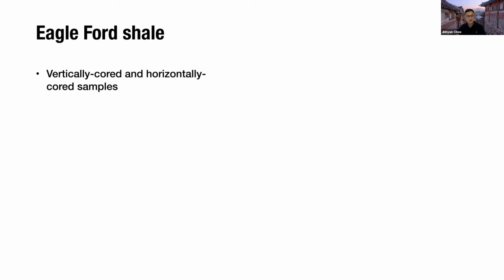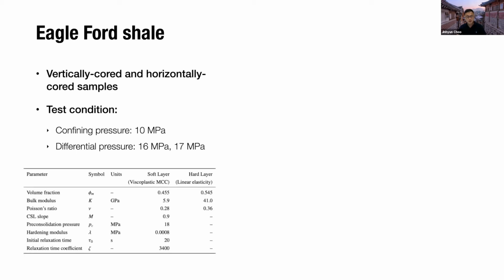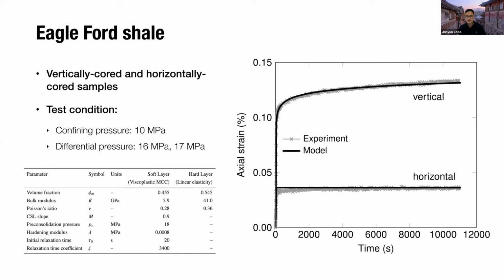Our next example is Eagle Ford Shale. For the Eagle Ford Shale, Sone used vertically cored and horizontally cored samples. So here is the test condition. The 2 samples were tested at slightly different pressures. And here are the material parameters calibrated. We can see that, again, our model can well reproduce the creep behavior for both the vertical and horizontal core samples.